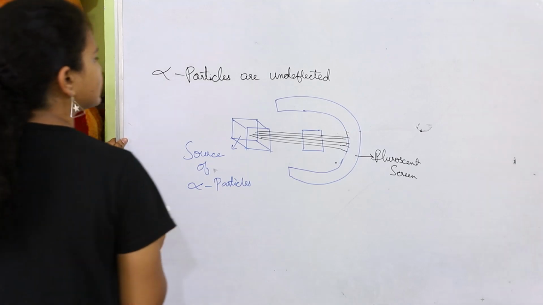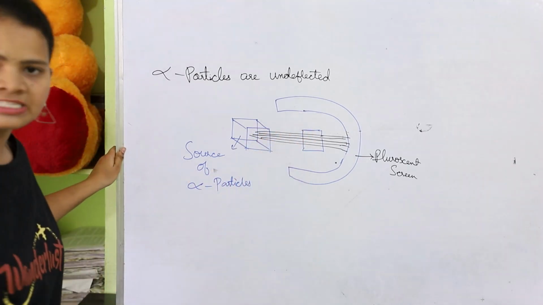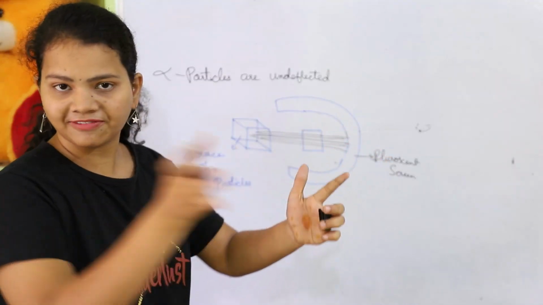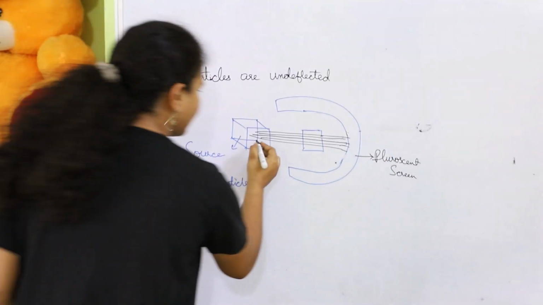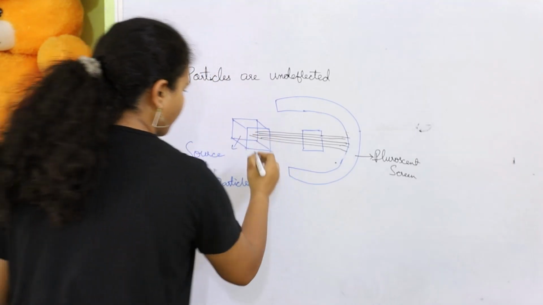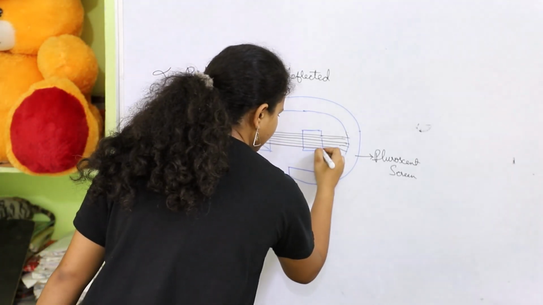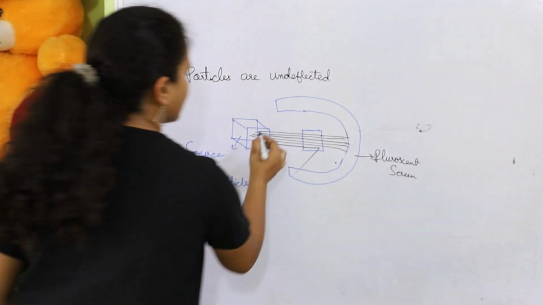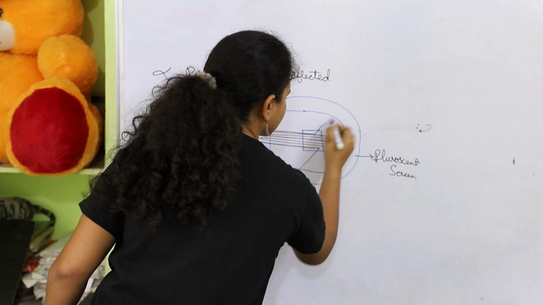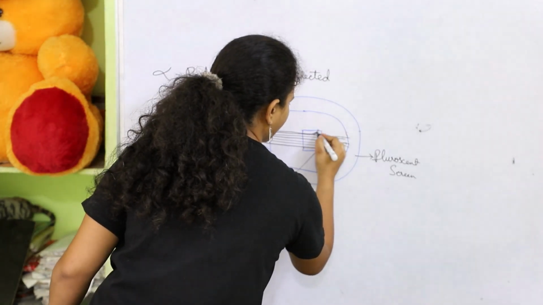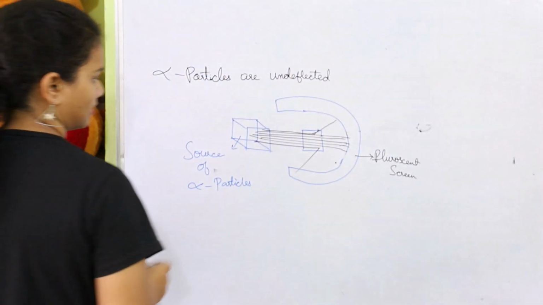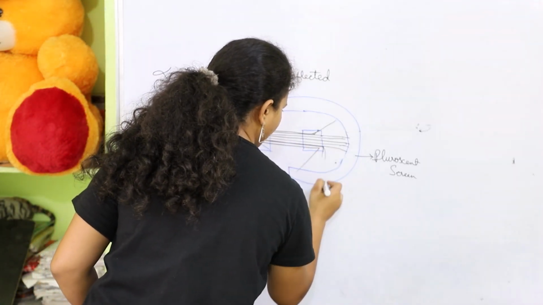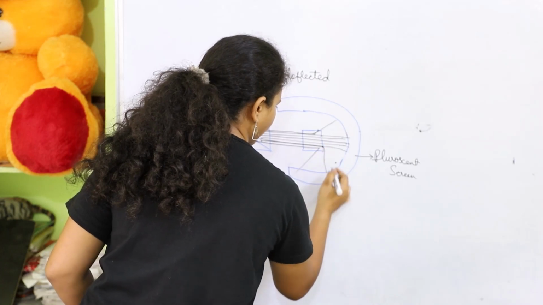A very few alpha particles deflected. Deflected means after touching the gold foil, they reflected and came back. Let this be the alpha ray, and it got deflected back like this. Very few got deflected back, and you will have very small deflections, which he observed through this experiment.